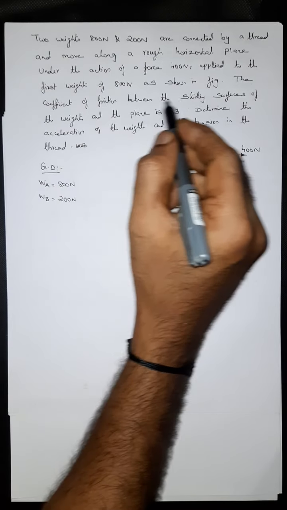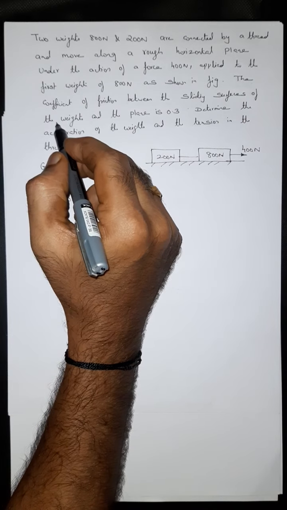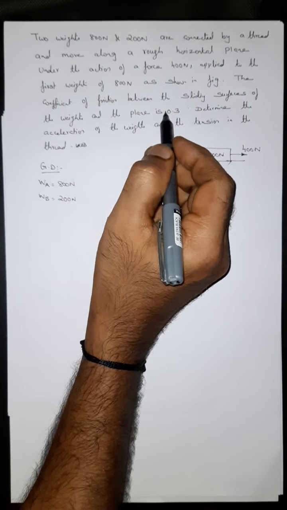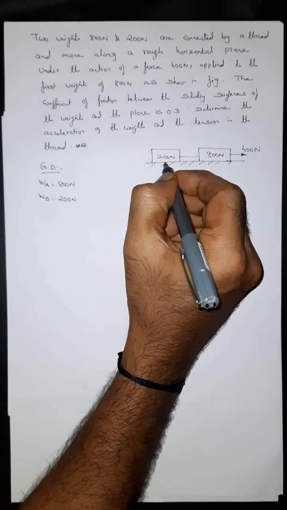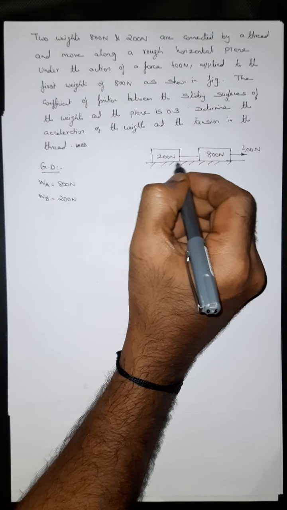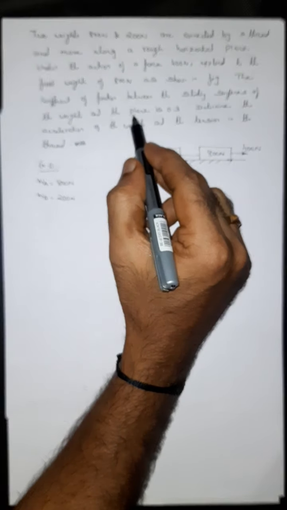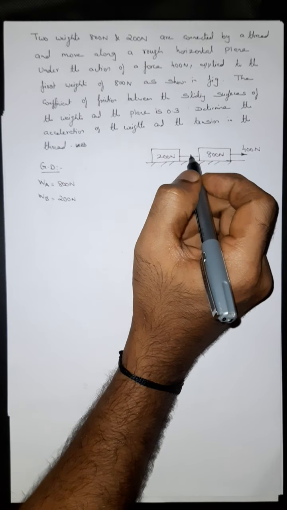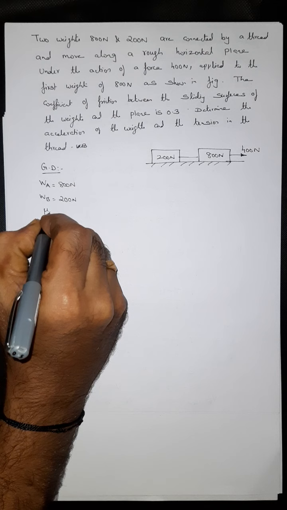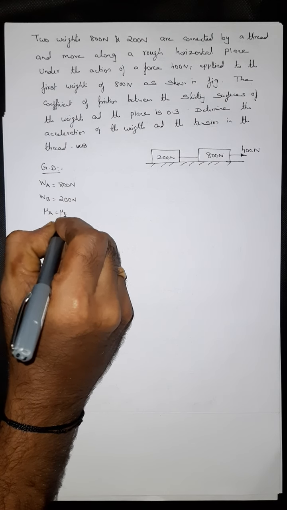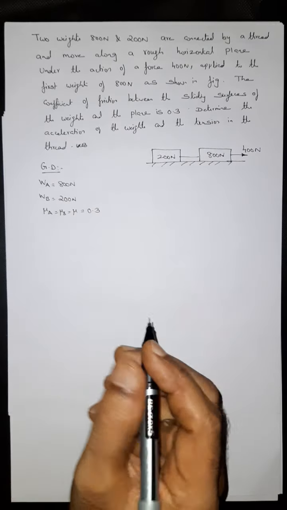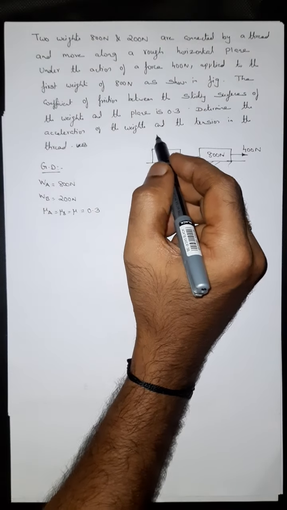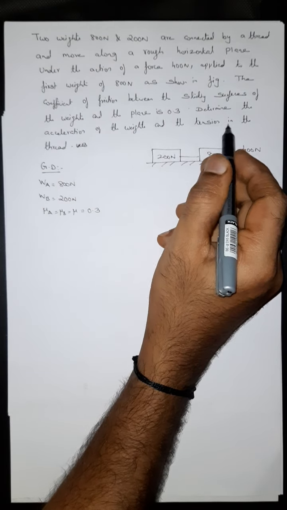The coefficient of friction between the sliding surfaces of the weights and the plane is 0.3. That means the sliding surfaces are the weight and the plane, with 0.3. Therefore, mu A equal to mu B equal to mu, which is 0.3. Determine the acceleration of weights and the tension in the thread.